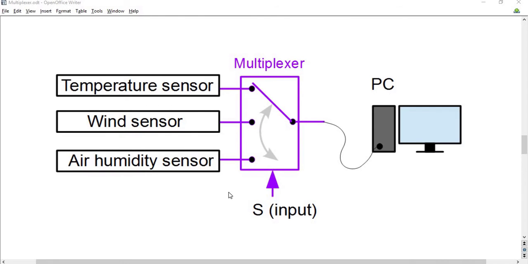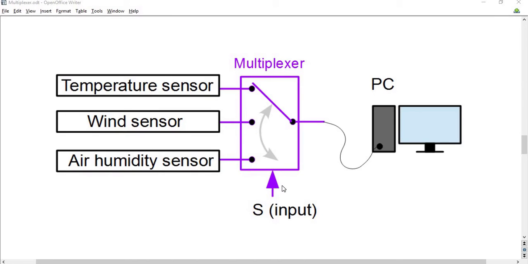Now what could be the possible application for this kind of circuit? Let's imagine that we have three sensors: a temperature sensor, a wind sensor that measures the speed of the wind, and an air humidity sensor. And we want to store this information from these sensors to some kind of storage device. If we didn't have our multiplexer here, our storage device would need three inputs, one input for each sensor. But because we have a multiplexer, we need only one input to our storage device to get the information from all of these three sensors.